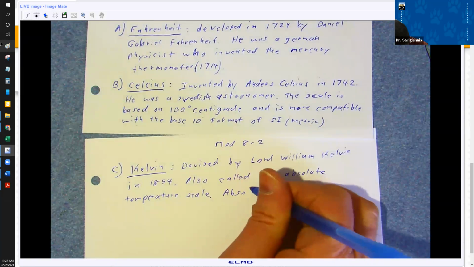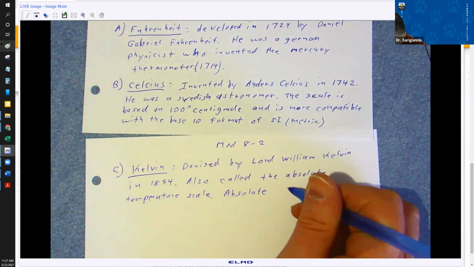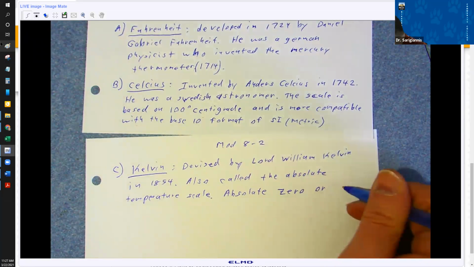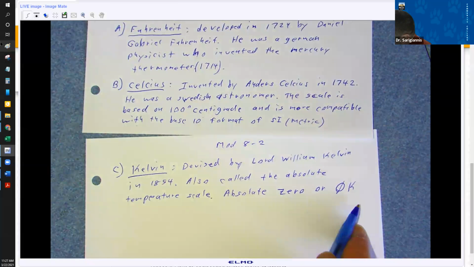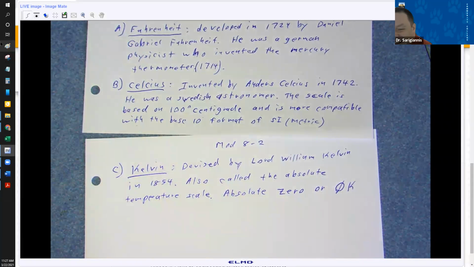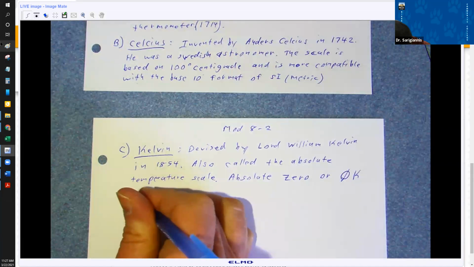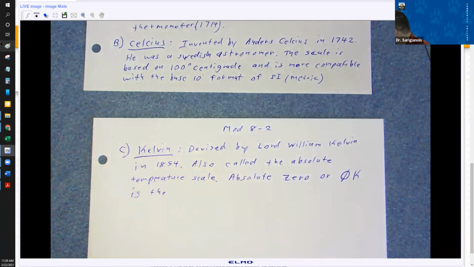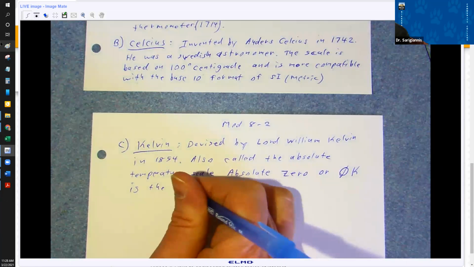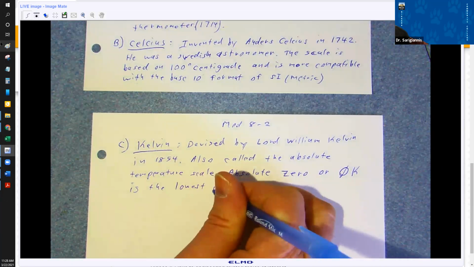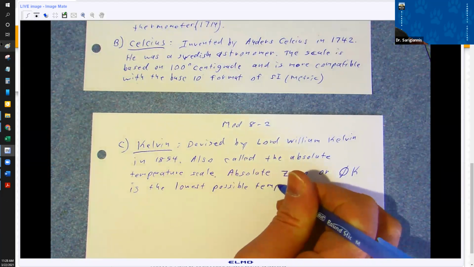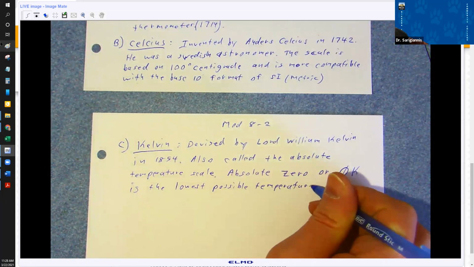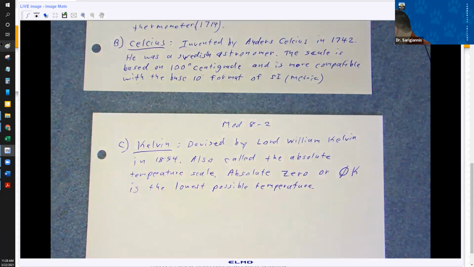Absolute zero. Let me write out zero. I'm going to put a slash through this. It's 0 Kelvin. This is the lowest possible temperature.